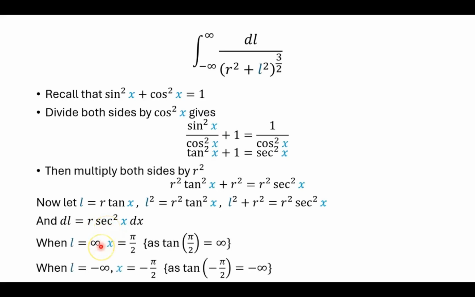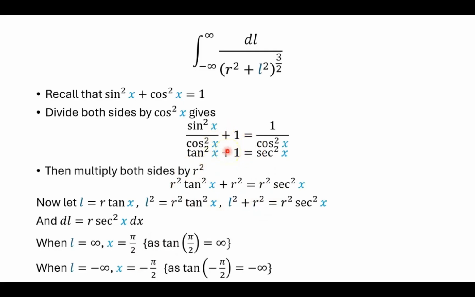And then you also need to change the limits of integration. When L is positive infinity, x will be pi over 2, as it's r tan x, and this r basically doesn't matter. And if you think of it, tan pi over 2 is positive infinity. So when x is pi over 2, you get L is positive infinity. The same thing is true for the other bound. When L is negative infinity, x is negative pi over 2. So now you've basically done all the trig sub things you need to do.